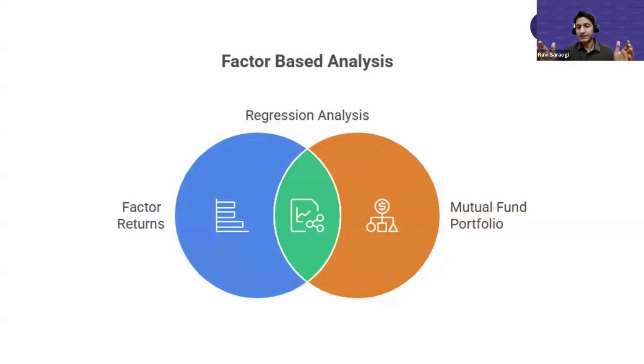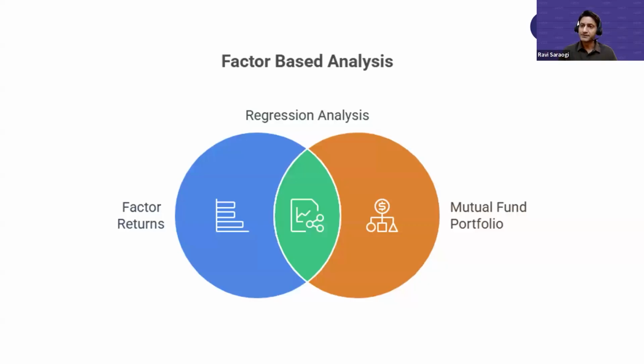Now comes the key step. We use the technique of regression to compare these two sets of returns. Think of it as overlaying two different stories. One is the story told by the market factors and the other factors. The other is the story told by the mutual fund's actual return. And the regression tells us how closely these two stories match and which part of the return is coming from where. So this is all that there really is to factor-based analysis.